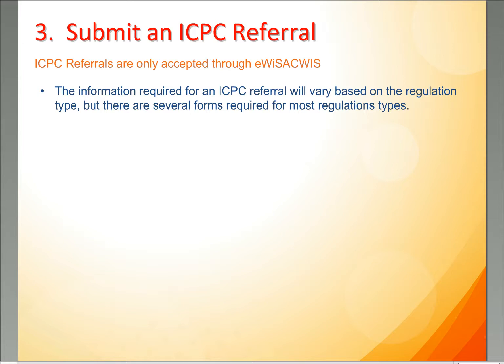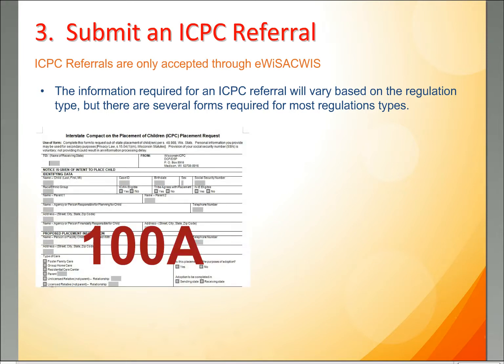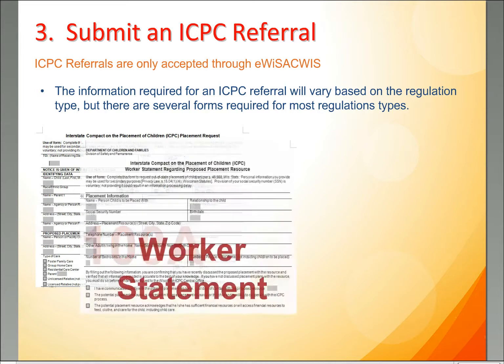The information and documents required for an ICPC referral will vary based on the regulation type, but there are several forms that are required for most regulation types. The 100A. This form is generated in eWisAquis and is required for each placement request. It provides basic information about the request, such as the type of care you're requesting, whether the placement is for the purposes of adoption, the legal status of the child, and what services may be requested. This form is also used as the approval or the denial from the receiving state.